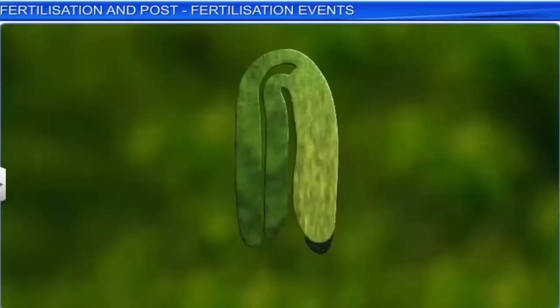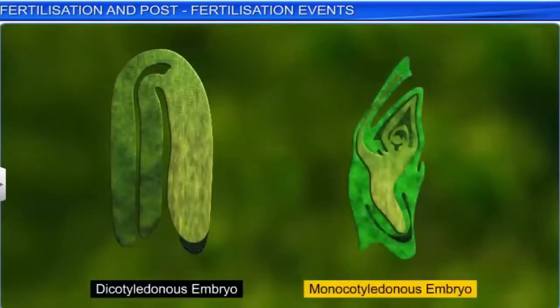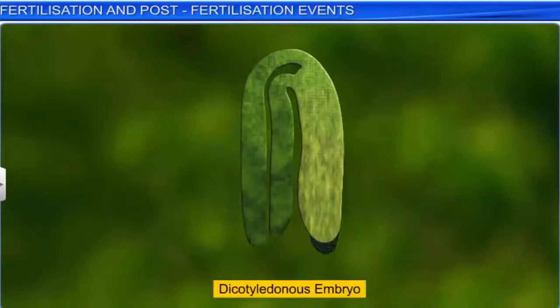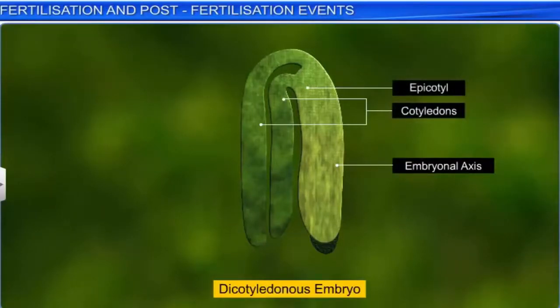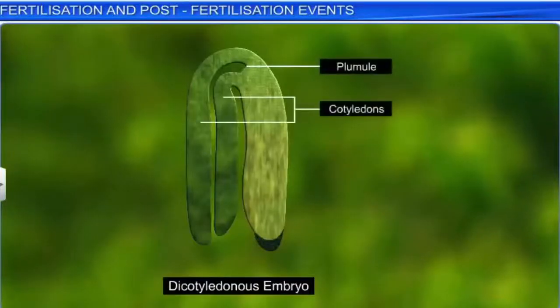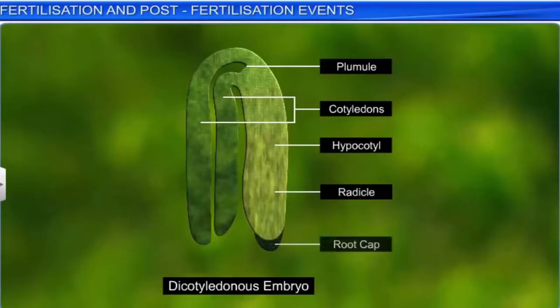The structure of a mature dicotyledonous embryo is nonetheless different from that of a monocotyledonous embryo. A dicotyledonous embryo, for instance, consists of an embryonal axis and 2 cotyledons. The epicotyl, the portion of the embryonal axis above the level of the cotyledons, terminates with the plumule or stem tip. Below the level of the cotyledons is a cylindrical portion called the hypocotyl that terminates at the radicle or root tip, which is covered with the root cap.